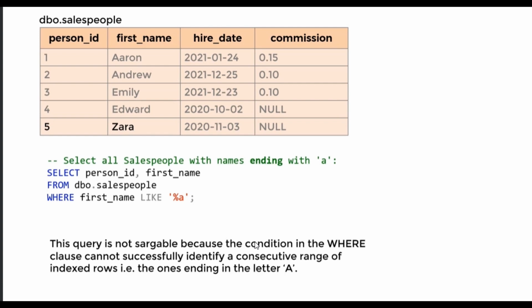So if you use a wildcard character, it should not be in the starting position; it should be at the end. Basically, in the index of the first name column, index values are not ordered by the last character in each first name value.